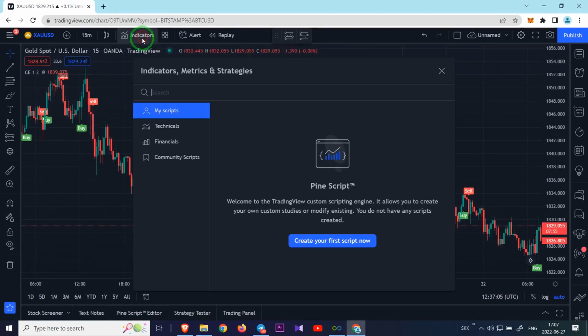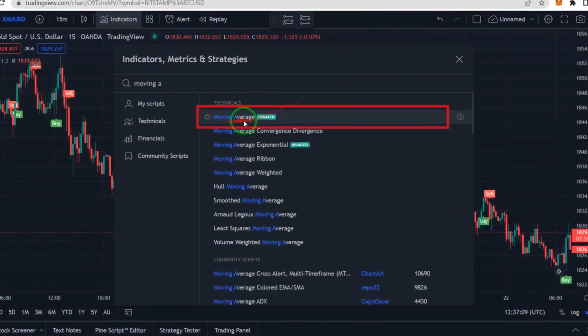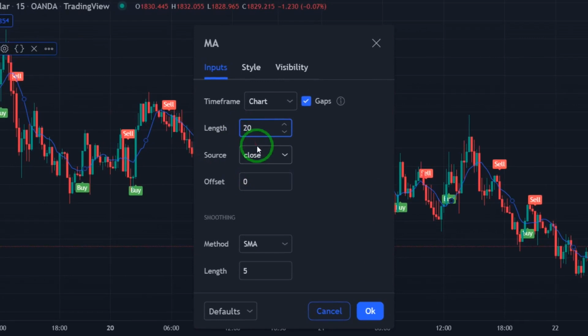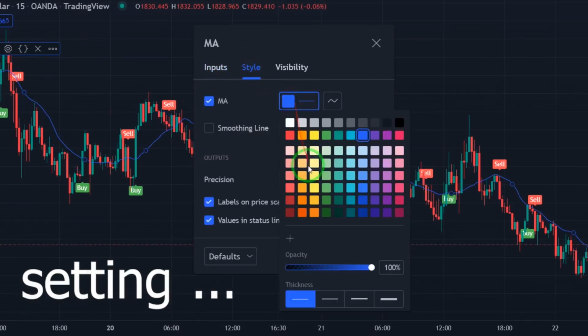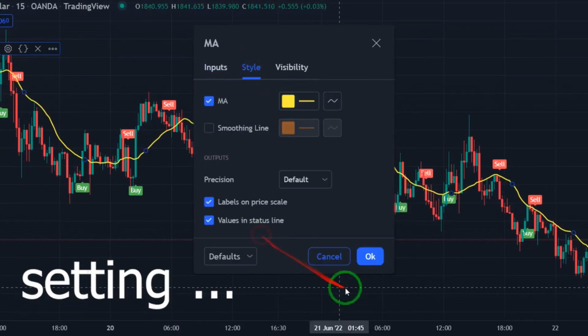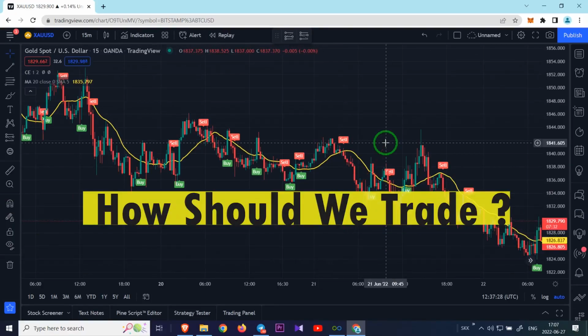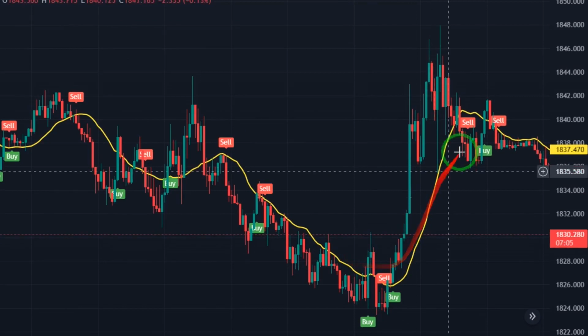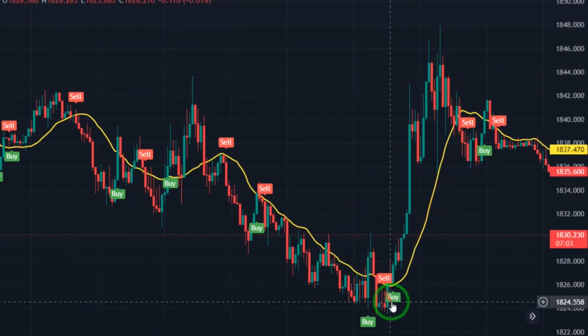To do this, go to the indicators section again and add a moving average to the chart. We set the moving average number to 20. I change its color to yellow and make it a little thicker to make it look clearer. But how should we trade? The condition for entering the buy position is that the price is above the moving average and the CE indicator gives us a buy signal.